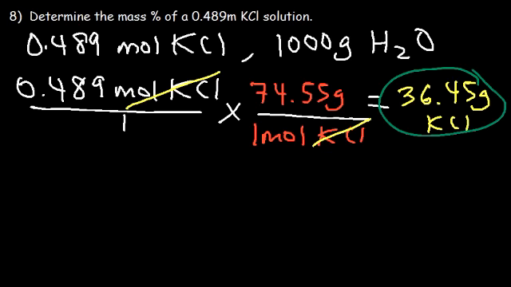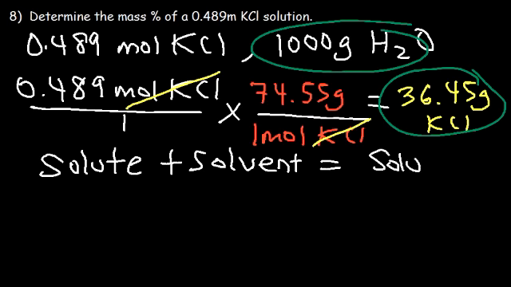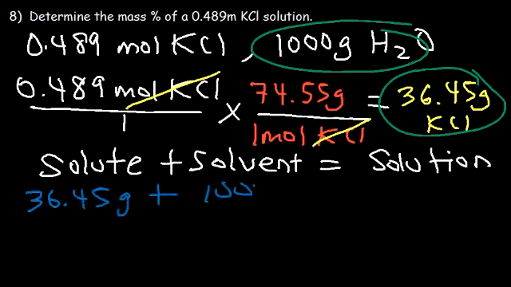So we know that the solute plus the solvent equals the solution. So therefore, we can now find the grams of the solution. So 36.45 grams of solute plus 1,000 grams of solvent equals 1,036.45 grams of solution. So now we can calculate the mass percent.